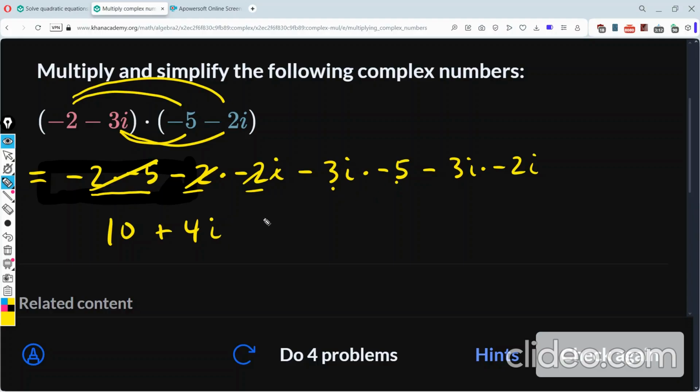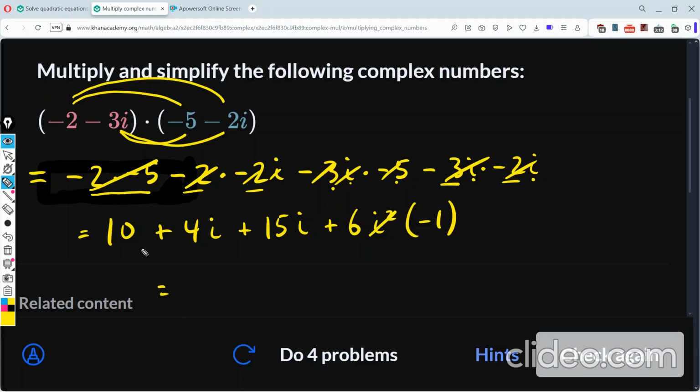-3 times -5 is +15. And we're still left with times i. -3 times -2 is +6. And i times i is i squared. Okay, recall that we said i squared is -1. Yeah, i squared, I'm going to cross that off and plug in -1 in its place.